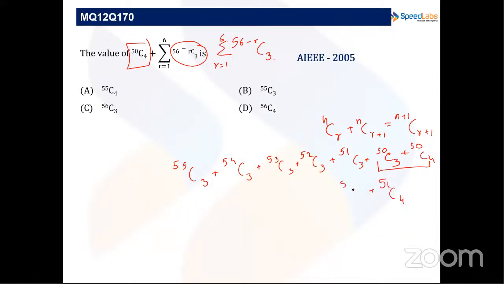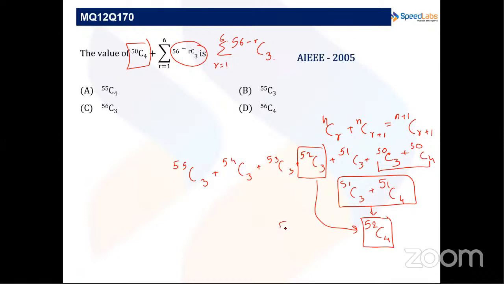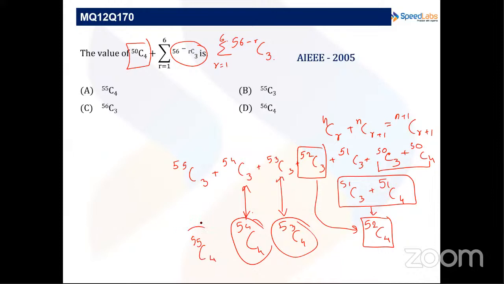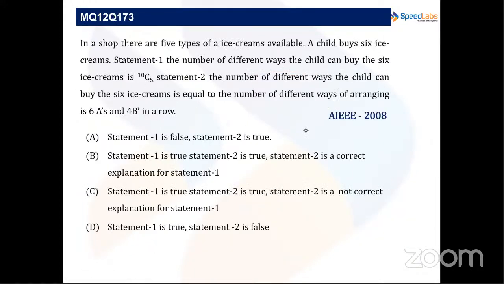Then 51C3 plus 51C4, we will get 52C4. Combining these two, we will get 53C4. These two will give 54C4. Combining these two, we will get 55C4. And combining these two, we will get 56C4. So our correct option is D. Yeah, D is correct. Now moving to the next question.